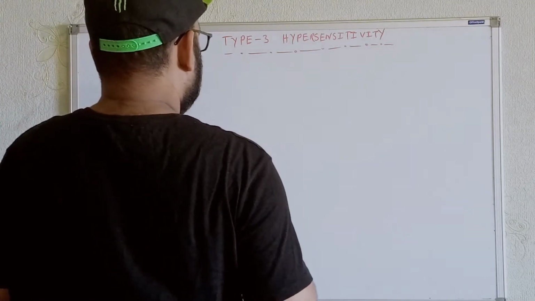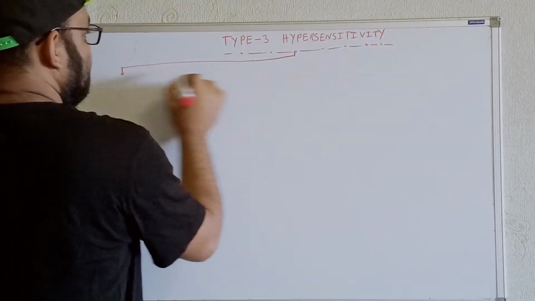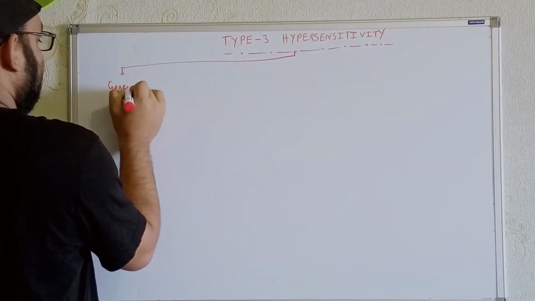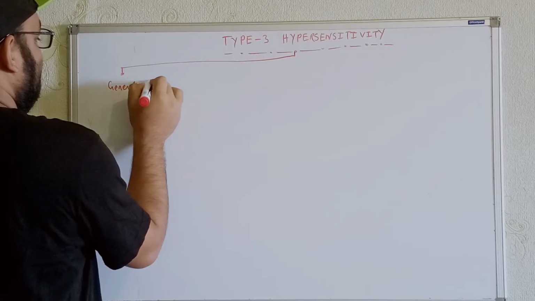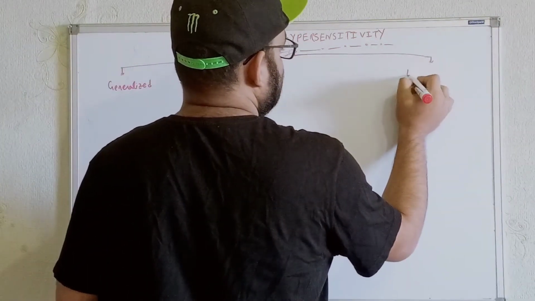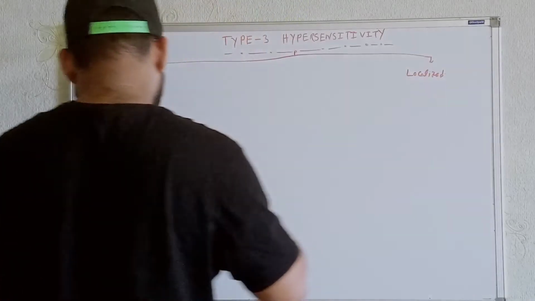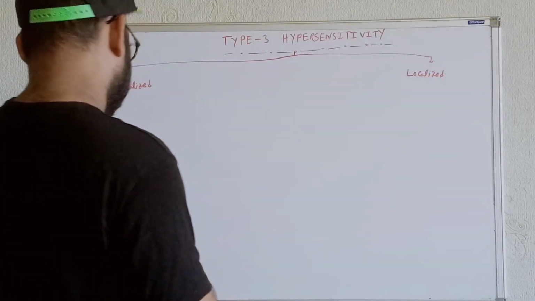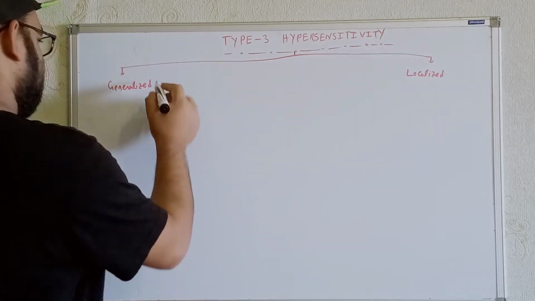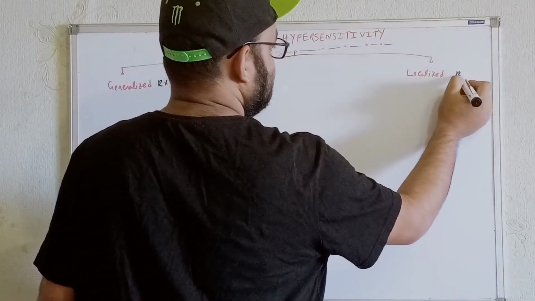Now, based on these things, we can classify type 3 hypersensitivity reactions into two types. One, you can get the generalized, another you can get over here the localized. So generalized and localized. Now another name for the generalized is serum sickness like. Let's write it over here. So we get the generalized reactions, we get the localized reactions.